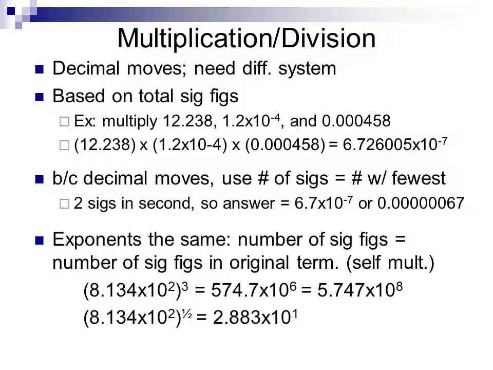Same is true if we take that number and we take its square root. We'll wind up with 2.883 times 10 to the 1. For those who are not familiar, taking an exponentiation of a fraction like 1/2 or 1/3 is a way of taking a square root or a cube root based upon what the value in the denominator of that fraction is. 1/2 is a square root. 1/3 would be a cube root.